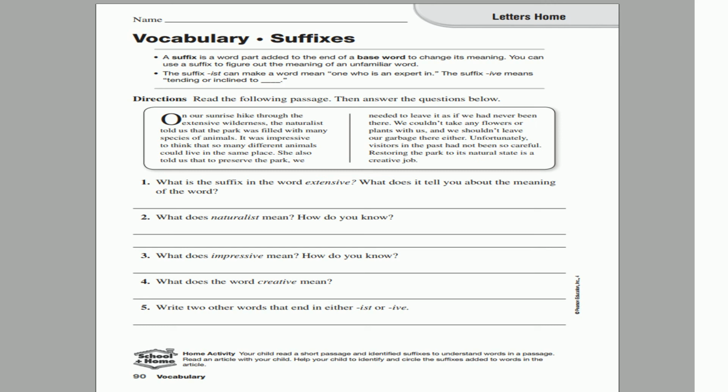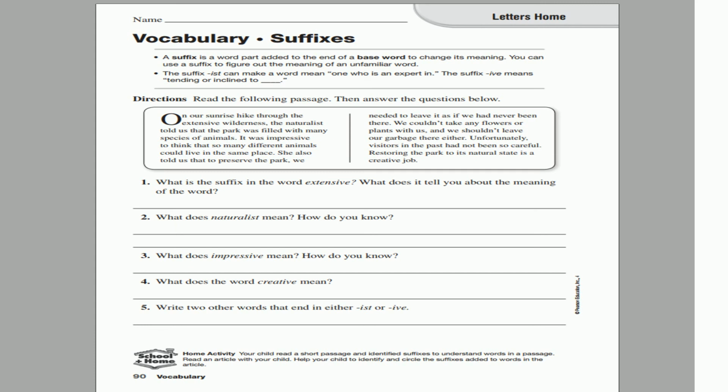All right, so question one says, what is the suffix in the word extensive? What is the suffix? Which part is added here? We have the word extensive. So first we are looking for the suffix here. What does it tell you about the meaning of the word? So extensive, what does it tell you about the meaning of the word? We have to answer that. Then number two, what does naturalist mean? How do you know?